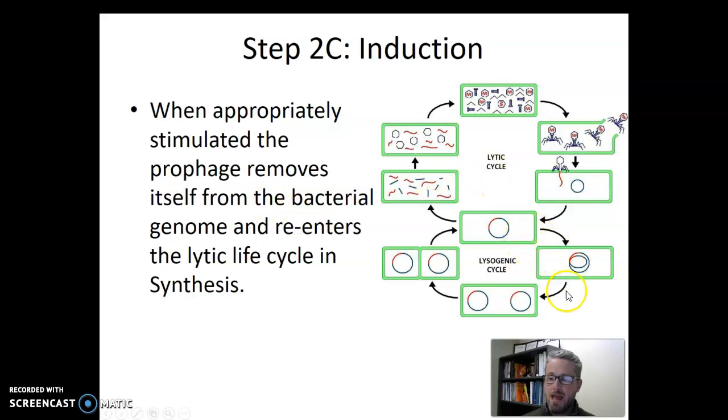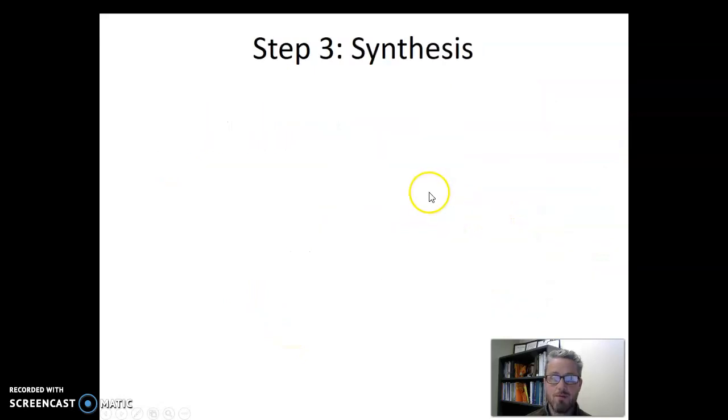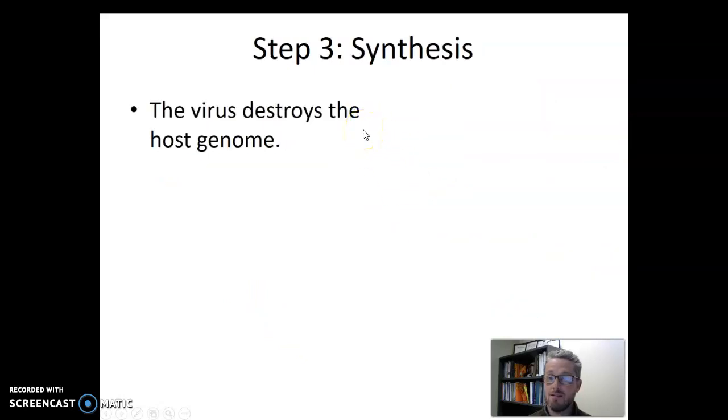So, a virus that is going through the lysogenic life cycle is reproducing with the cell and is existing just as this DNA incorporated into the bacterial genome. But again, at some point, this virus gets stimulated, it becomes activated, and it re-enters the lytic life cycle at the synthesis step. So it removes itself from the DNA, and then we immediately go to synthesis. Again, synthesis is a step that's in common between both the lysogenic and lytic life cycles.